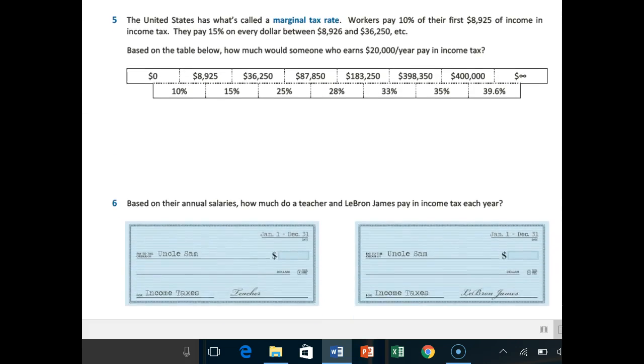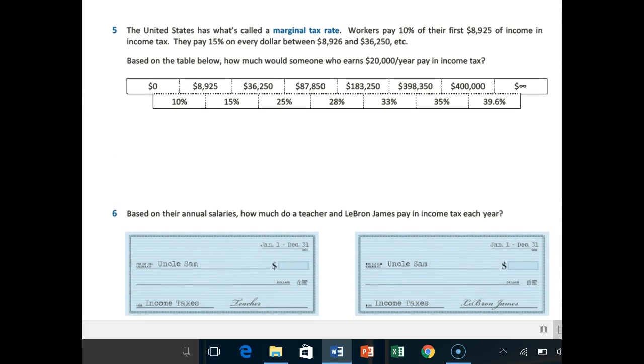On the back side, we're going back to tax. So remember, tax is something that's added. So the United States currently has what's called a marginal tax rate, which means workers pay 10% of their first $8,925 of income in income tax, and then they pay 15% on every dollar in between $8,926 and $8,250. So let's figure out how much tax somebody would pay if they earn $20,000, and then we'll go ahead and do the teacher salary.